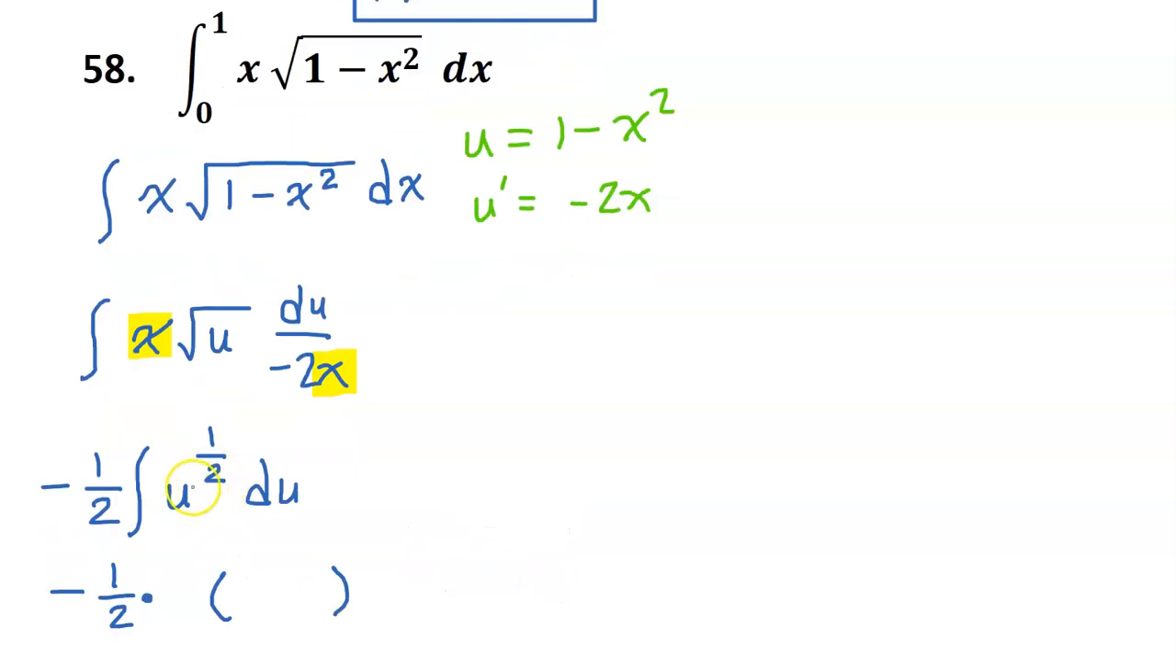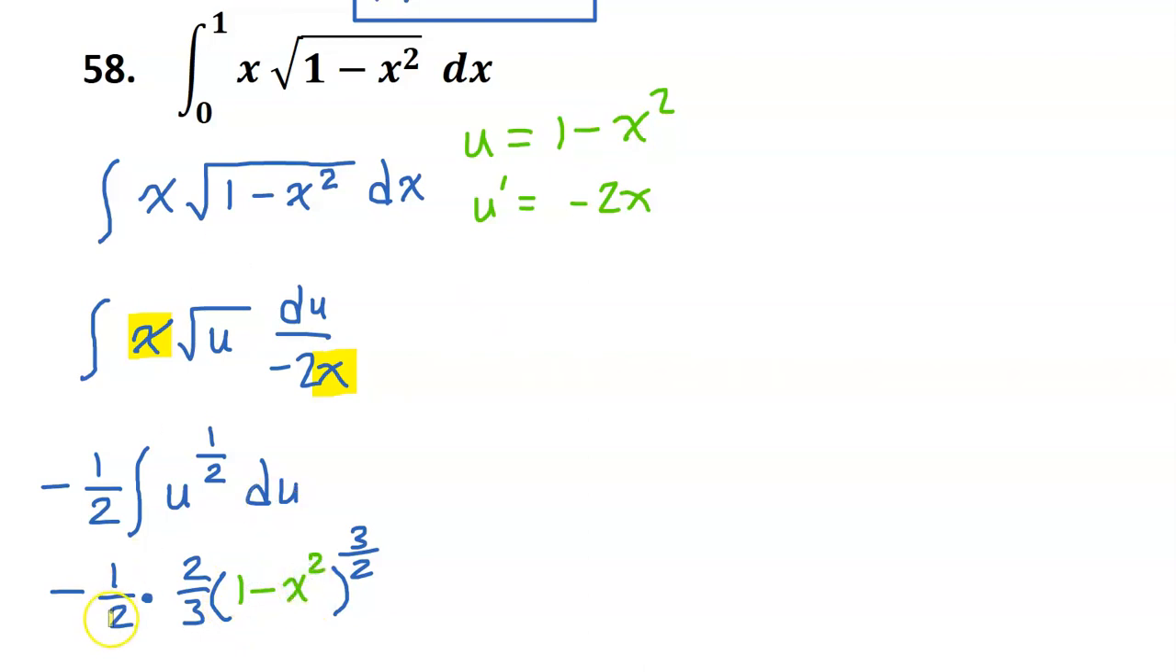Anyways, we can find the antiderivative using the power rule of integration. I'm putting parentheses instead of a u because I'm leaving space to put 1 minus x squared back in for u in a moment. So increasing this exponent by 1 gives us 3 over 2 power. Then we need to divide by this new exponent, but dividing by 3 over 2 is the same as multiplying by 2 over 3. A couple things will happen. Let's put 1 minus x squared in for u.